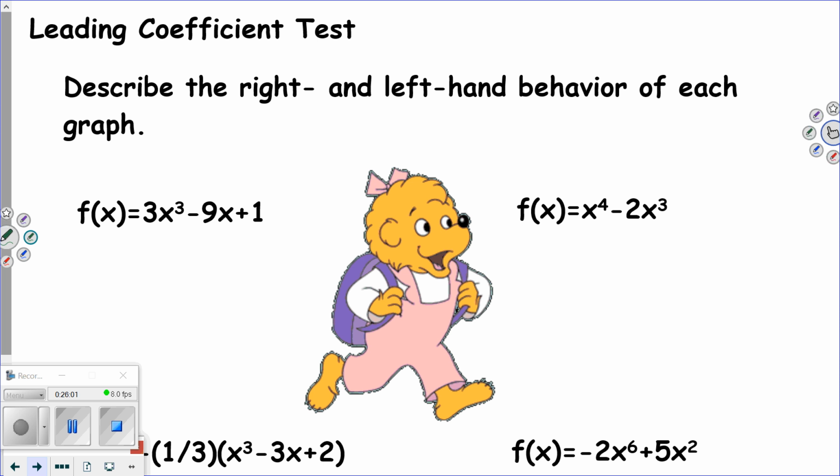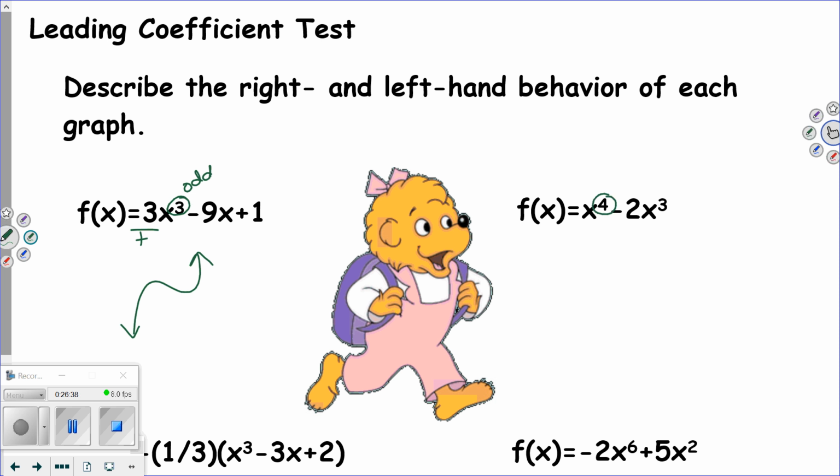All right, so describe the right and left-hand behavior of each graph. Now, for me, the easiest part, just draw me a rough sketch. Without graphing, I can look at this problem and be like, okay, my exponent is odd, so I know it's going to be an odd smile, right? It's not normal. And the number in front is positive. So odd, positive, from left to right, goes up. I know that's what its ends will look like. What about the next one? X to the fourth minus 2x cubed.